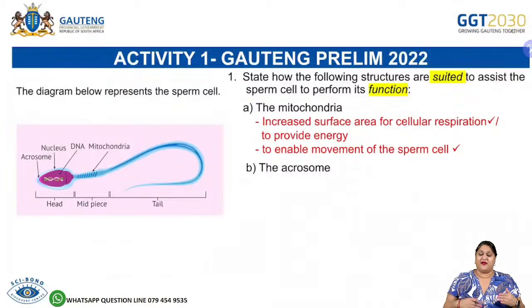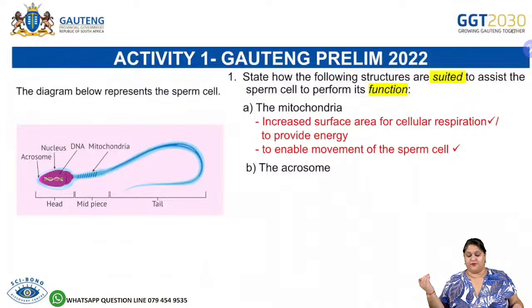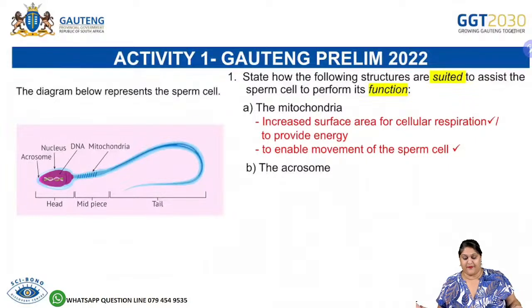So when we're talking about suited for its function, it's the mitochondria. Yes, it provides energy, right? But how is it going to assist the sperm for its function? And what is the function of the sperm? It is to move, right? So there has to be energy to provide the movement of the sperm cell.